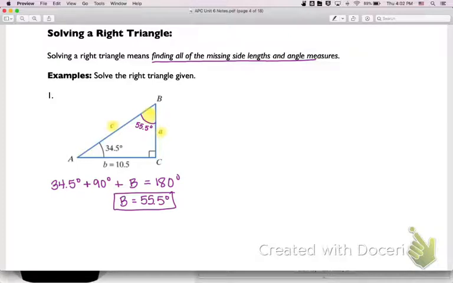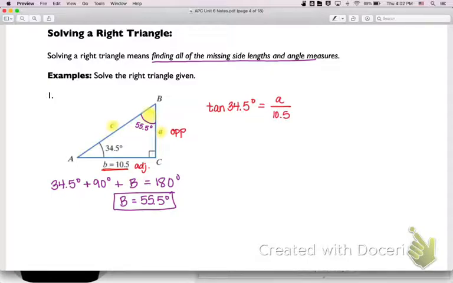Now we just need to find the sides. And to do that, we're going to use our trig ratios that we've done before. So let's start with A. So to find side A, side A is the opposite of the 34.5 degree angle. And then B is the side I was given, so I always want to use that. That's the adjacent. So opposite and adjacent, remember SOHCAHTOA, that's going to be tangent. So the first thing we can do is say the tangent of 34.5 degrees is going to be equal to opposite, which is A, over adjacent, which is 10.5.